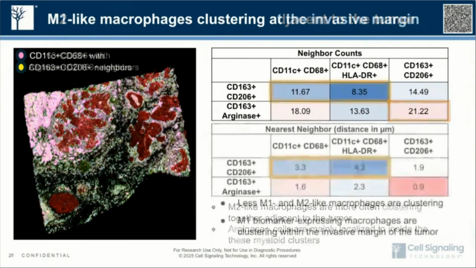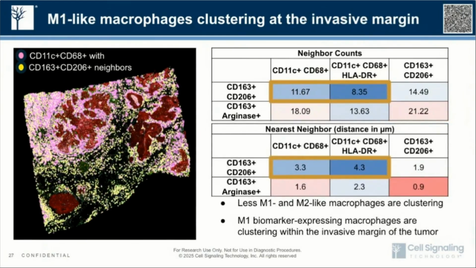If you look on the other side at the M1-like macrophages, now highlighted in pink and yellow, you can see that these cells were clustering at the invasive margin, not necessarily with each other. So you can see that there's a lower number of the M1-like markers, the CD11C, HLA-DR positive cells. They're not clustering with the CD163 and CD206 positive cells, and they're also much further in distance as well. Instead, these M1 biomarker expressing macrophages are clustering within that invasive margin you can see around that red tumor.